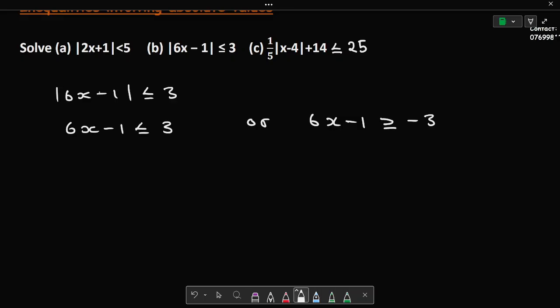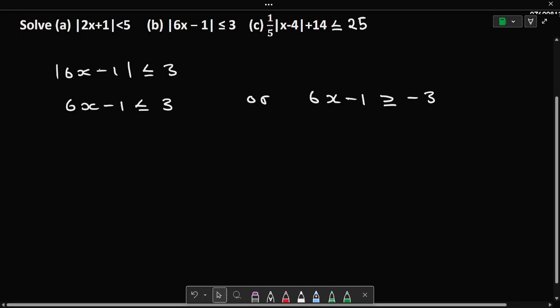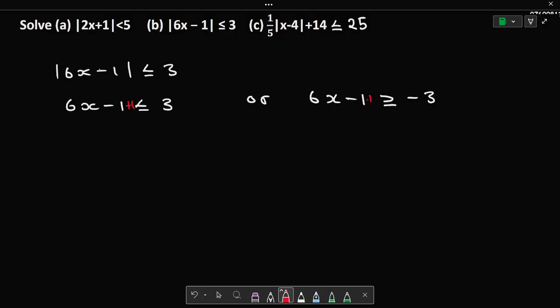Okay, so we'll add a 1 on both sides, or we can just say this one is jumping to the other side and becoming positive. It's one and the same thing. So it will be 6x is less than or equal to 4. Now 6x is greater than or equal to negative 2.